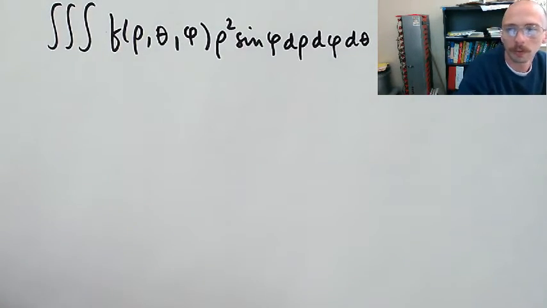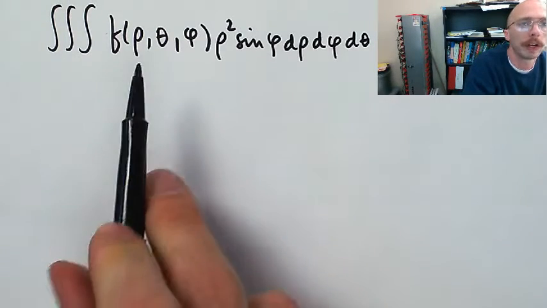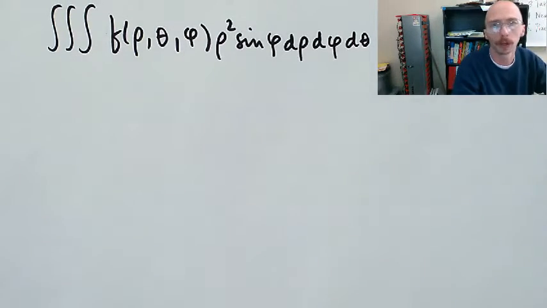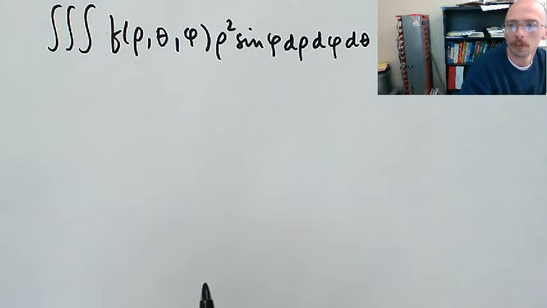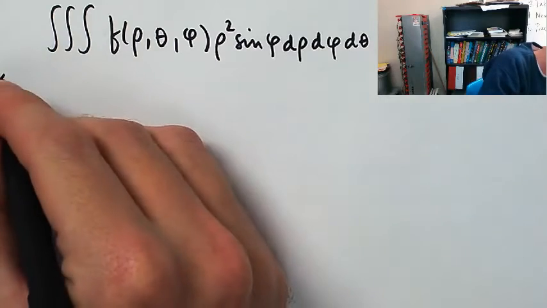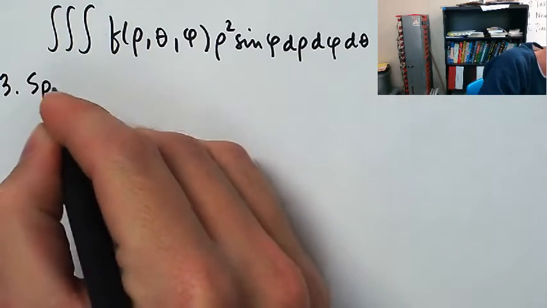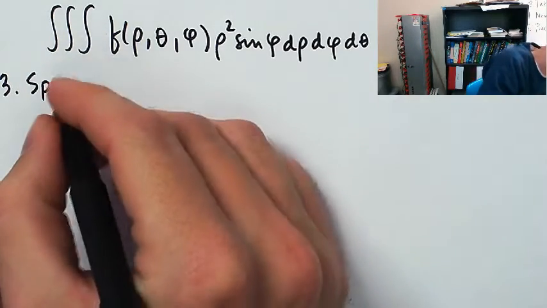The next couple questions are the same idea, but now we're going to switch to spherical coordinates, and we know that because we're seeing rho and phi, and that only comes up in spherical coordinates. So we're going to be integrating over the following regions centered at the origin. Number 3, sphere with radius 4.